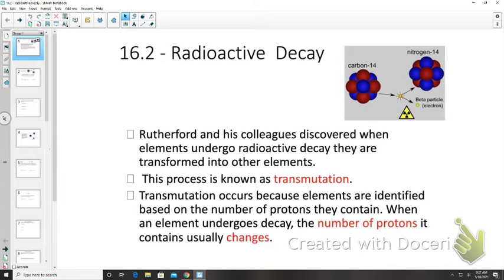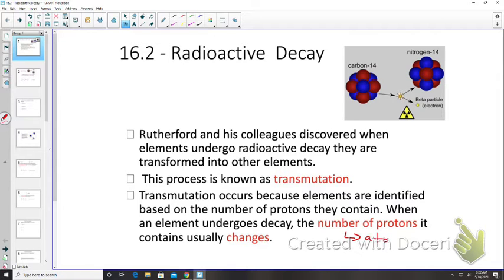Transmutation occurs because elements are identified based on the number of protons they contain. Remember, this is the atomic number, and this defines the number of protons it contains. If the atomic number changes, the number of protons will also change, and therefore we will have a different element, right? Isotopes are elements which have the same number of protons, but a different number of neutrons. So if we have a different number of protons, we have a different element.